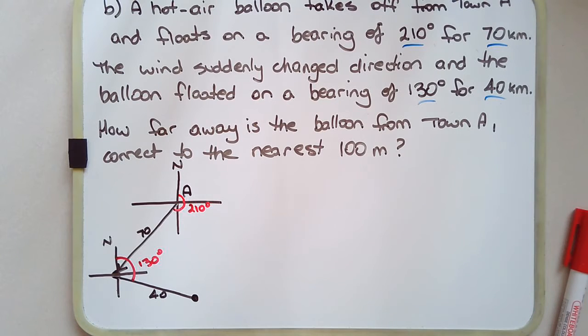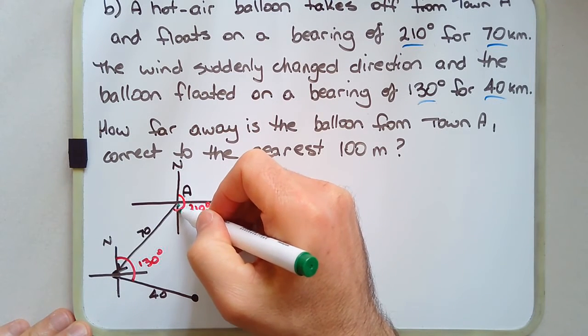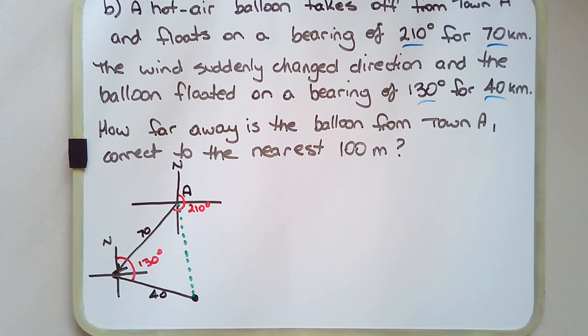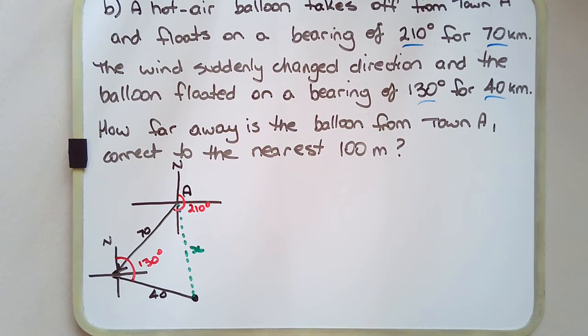So we're trying to find the distance of the balloon from town A. So we need this distance here, don't we? So we need that distance there. Okay, let's call that x. Now, we're going to use the cosine rule here. And why are we going to use the cosine rule? Just as importantly, we have two known sides. So we have 70 kilometers, 40 kilometers.